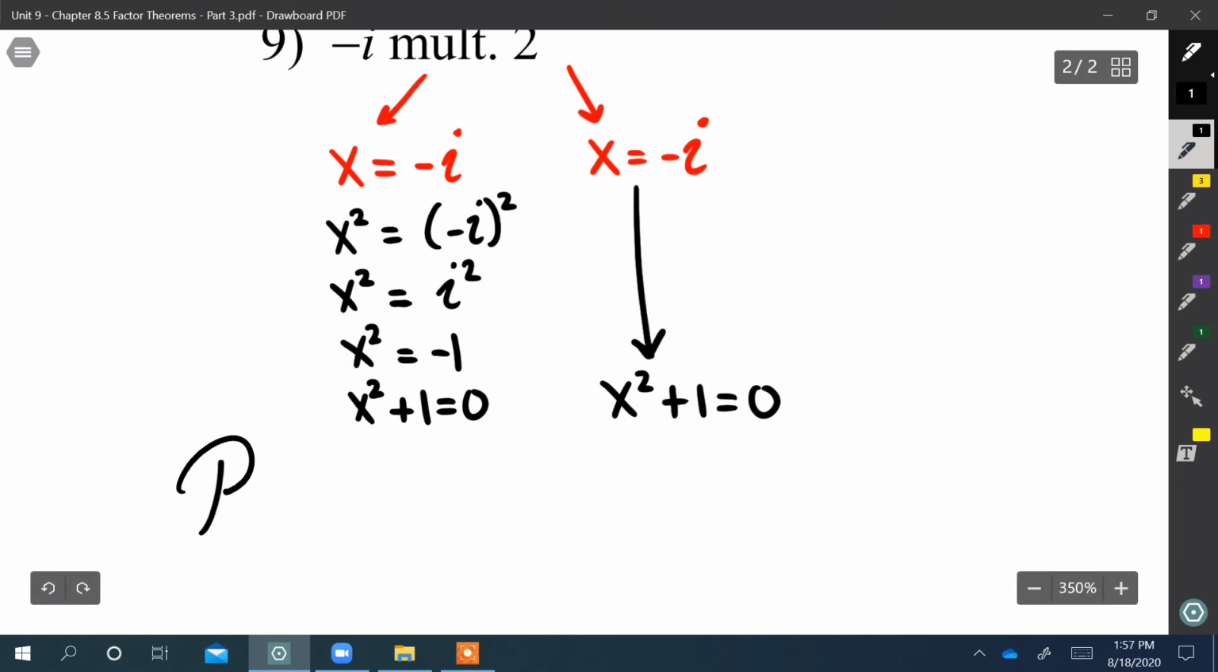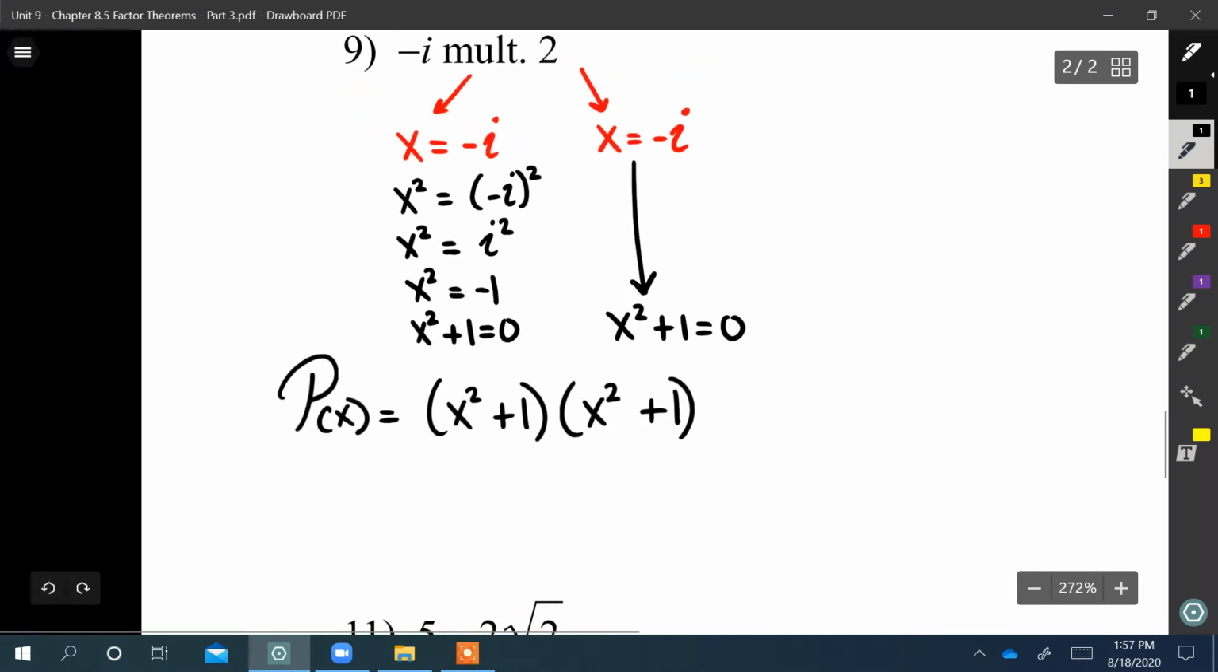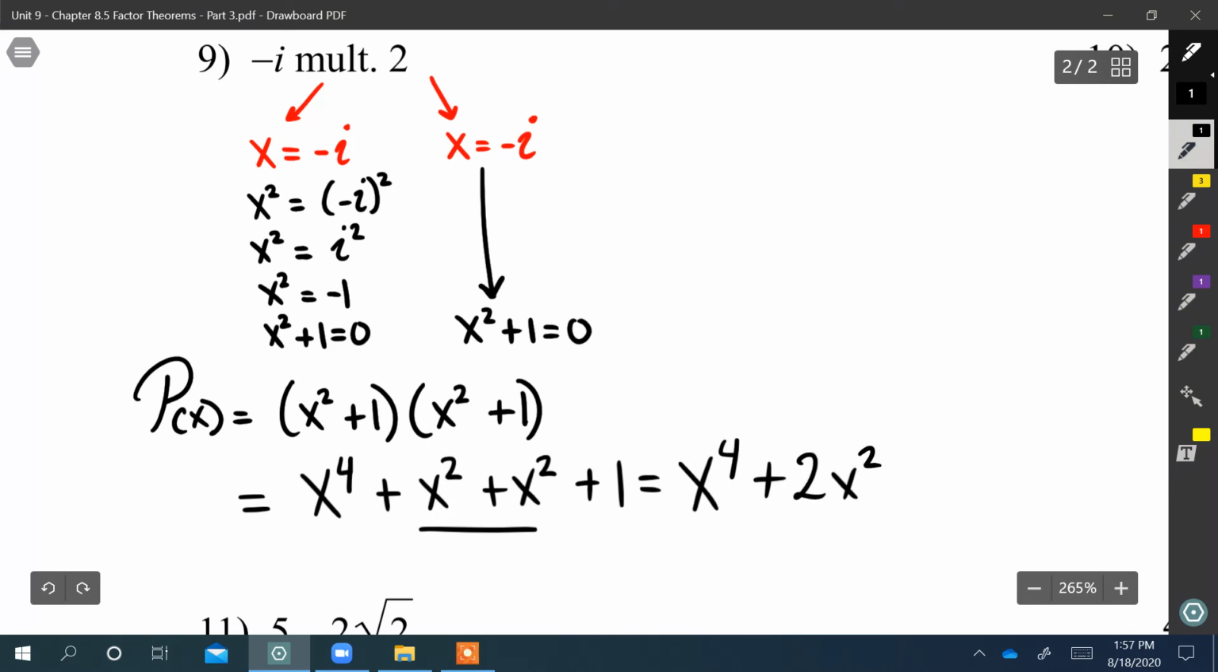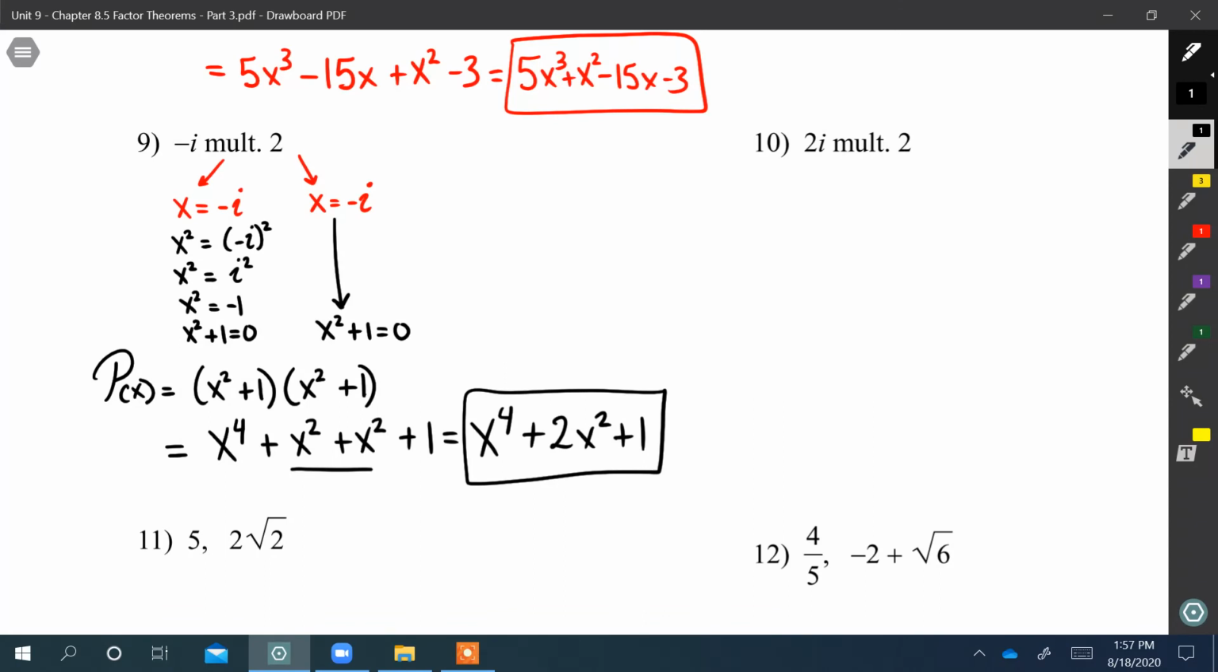So now the polynomial that you get from this will be x squared plus 1 times x squared plus 1. I'm actually going to multiply this one out as well because it's easy and I want you guys to see that. x squared times x squared is going to be x to the 4. Then we have x squared plus x squared plus 1. Add those two together. Our final answer should be this right here. All right, go ahead and do number 10.